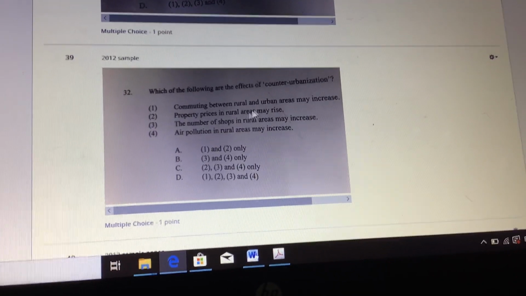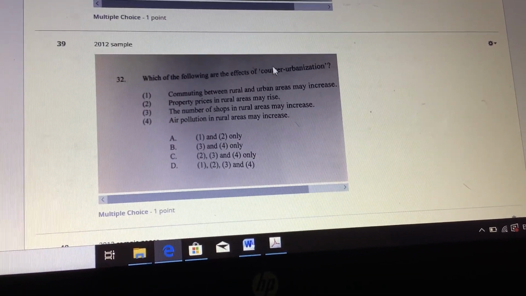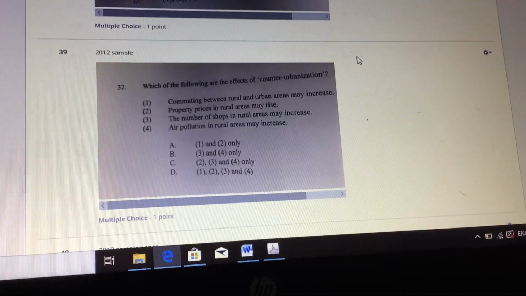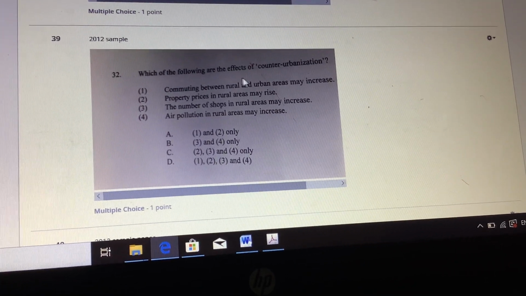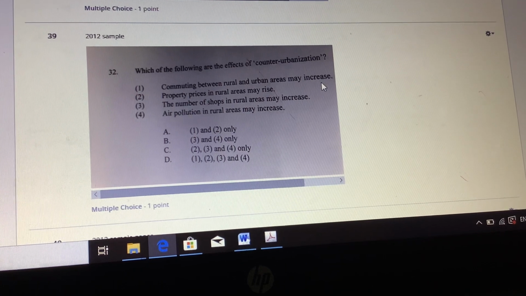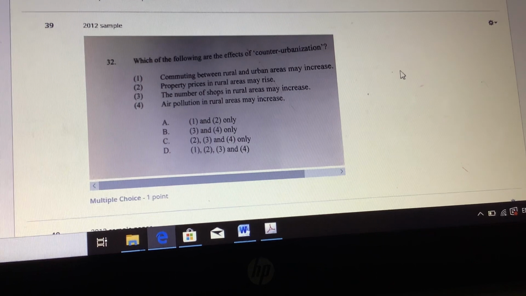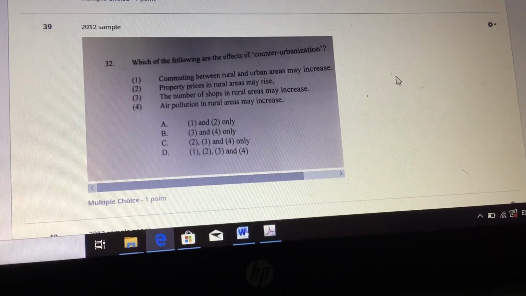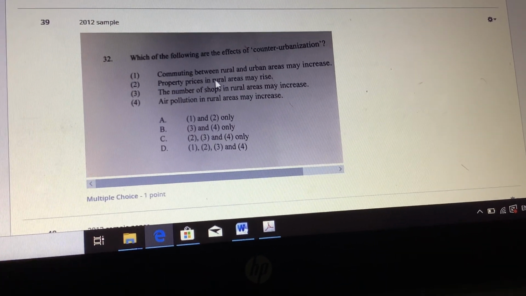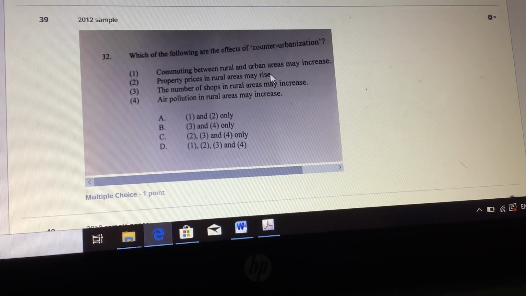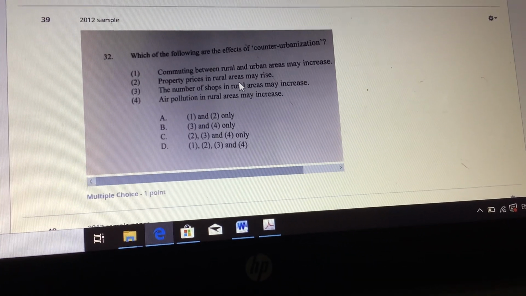Okay. Which of the following are the effects of counter-urbanization? As I have said before, counter-urbanization is talking about people moving back to smaller urban areas and also rural areas. Commuting between the rural and urban areas may increase. Not really, because counter-urbanization is talking about people moving back to the rural area and working there. Okay, so number 1 may not take place. Number 2, the property price of the rural areas may rise. This one is true, because more and more people are going to buy in the rural areas.